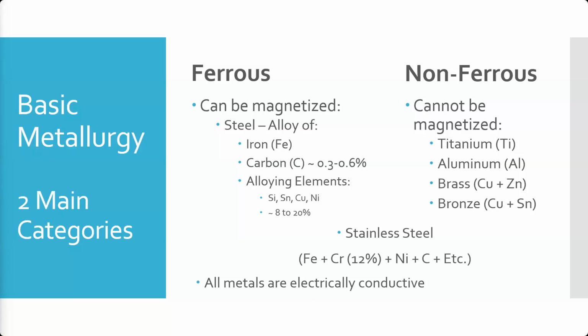So all metals, though, are electrically conductive. That's what all these share. So in these cases, we can run currents through them, which means we can use things like eddy current inspection or eddy current testing because we can run a current through it.